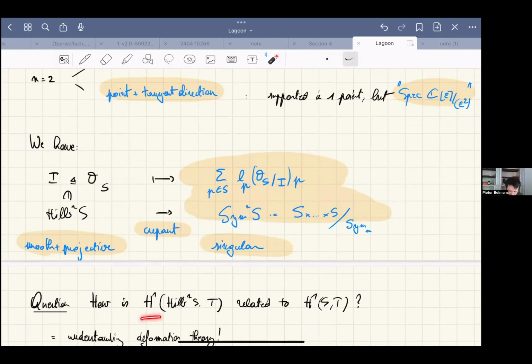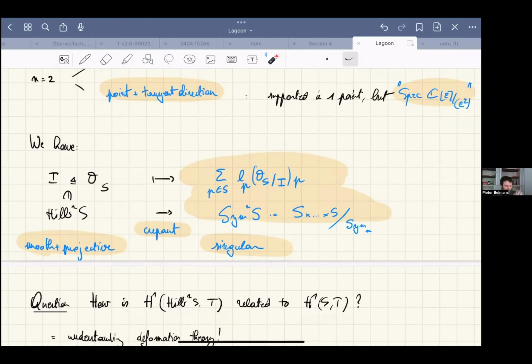Here I look at the sheaf cohomology of the tangent bundle on the Hilbert scheme. This is a finite dimensional vector space. I can look at the first sheaf cohomology of the tangent bundle on the surface. This is again a finite dimensional vector space. How do these things compare?